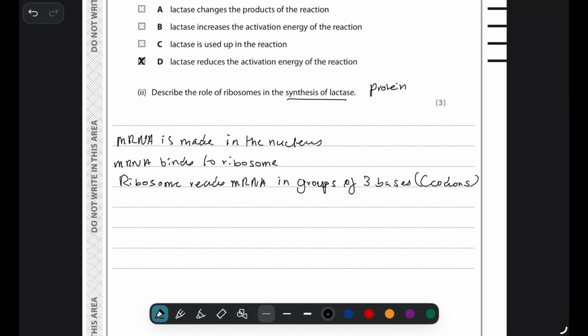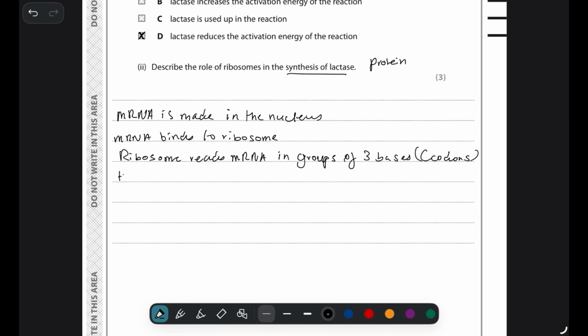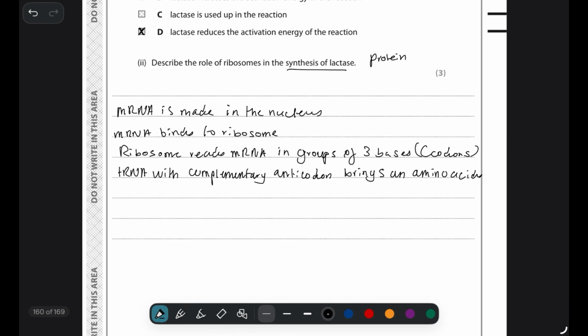Okay. After we've said all of that, we're thinking we need a tRNA molecule. So tRNA with complementary anticodons. What does it do? It brings an amino acid. And just remember, complementary is a really important word there. Now what happens? The ribosome is just going to move along. So ribosome moves along mRNA until the stop codon.